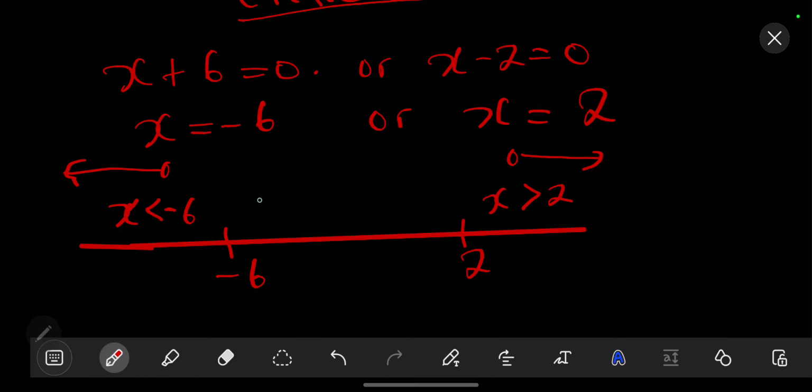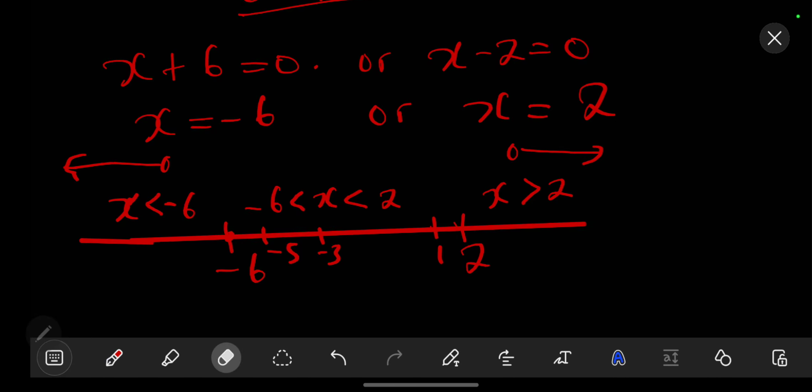Then the other thing is the interval in between. Here we could have negative 5, negative 3, and so on, up to 1. All these values, negative 5, negative 3, negative 2, are greater than negative 6 but at the same time less than 2. So the middle part is greater than negative 6 but less than 2, like that.